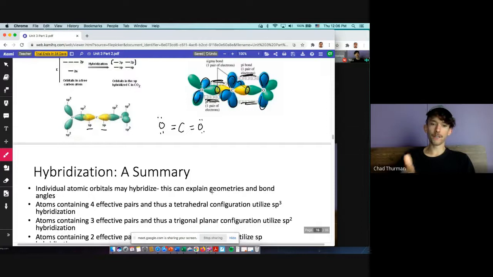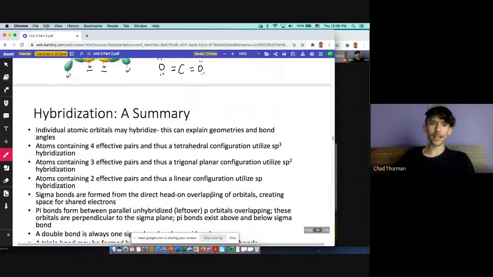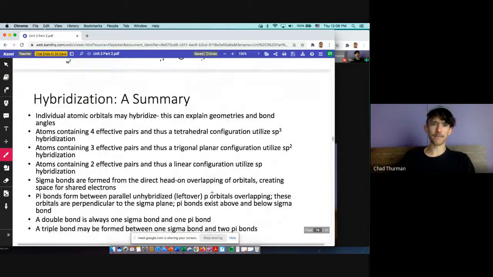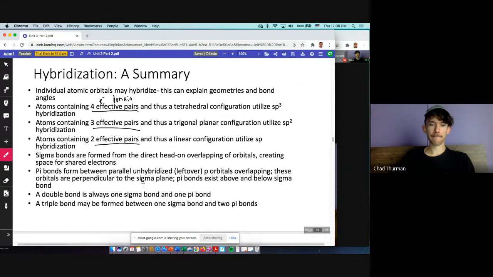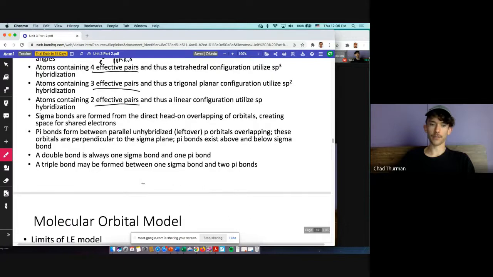There is a summary of this in the slideshow. I sometimes use the phrase effective pairs. That's the same thing as saying electron domain. Same exact thing. You may want to go look at this summary slide in part 2 of the PowerPoint.